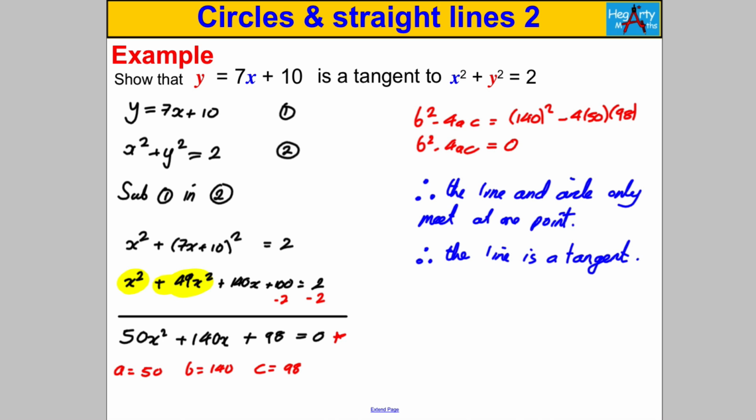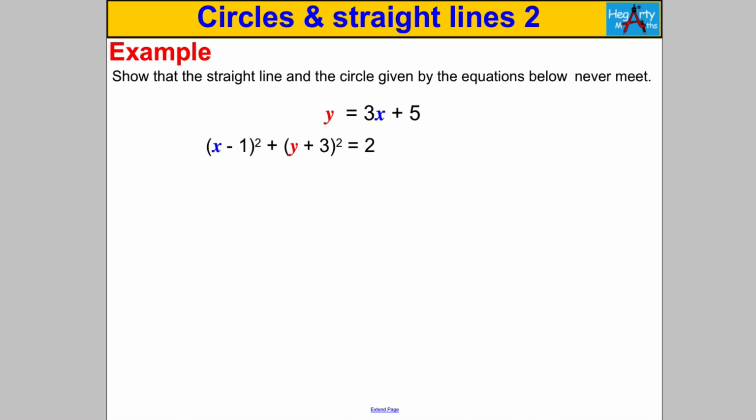Right, let's try another one. Pause the video and have a go at this one yourself. It says show that the straight line and the circle given by the equations below never meet. Same old stuff. Call that equation 1, call that equation 2. Substitute equation 1 into equation 2, and what would we get? Well, we would get x subtract 1 all squared add 3x add 5 add 3 all squared is equal to 2. Now let's expand that.